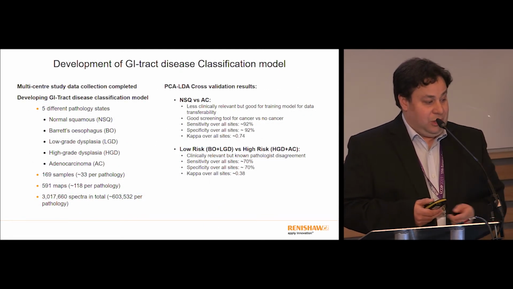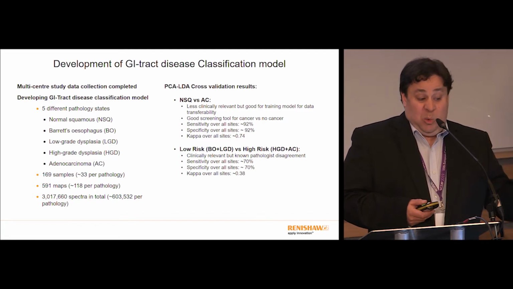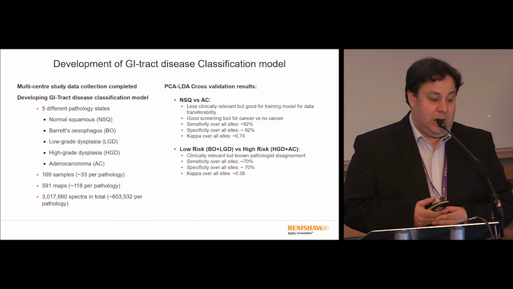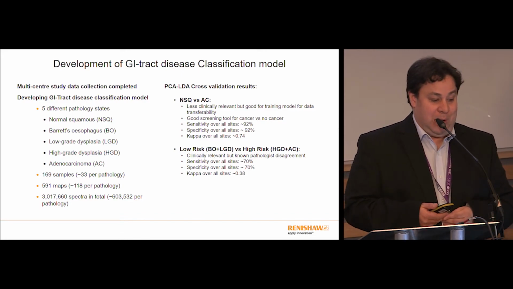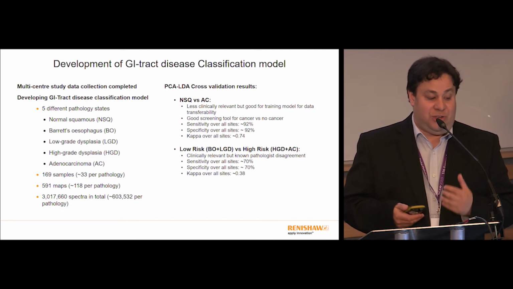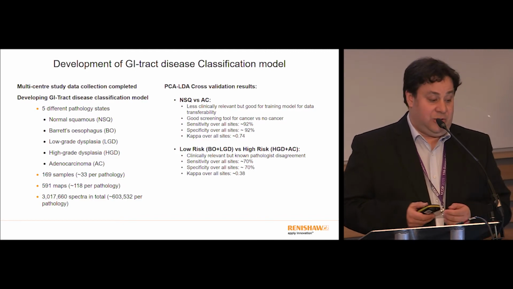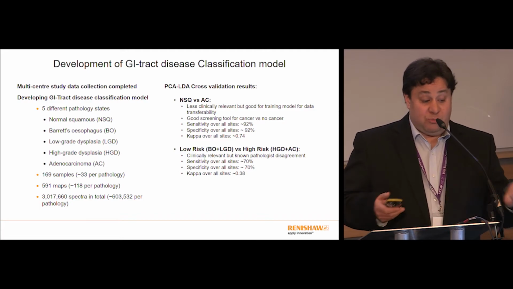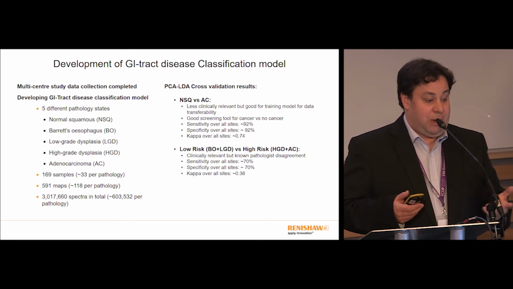We developed this looking at 5 pathology classes, 169 cases. We first tackled normal versus cancer, so adenocarcinoma and non-squamous. We realized that it's not a clinically relevant criterion, but it was a good set to train the model and identify data transferability between the 3 different sites where we collected the data. And we got pretty good sensitivity and specificity, as we'd expect.